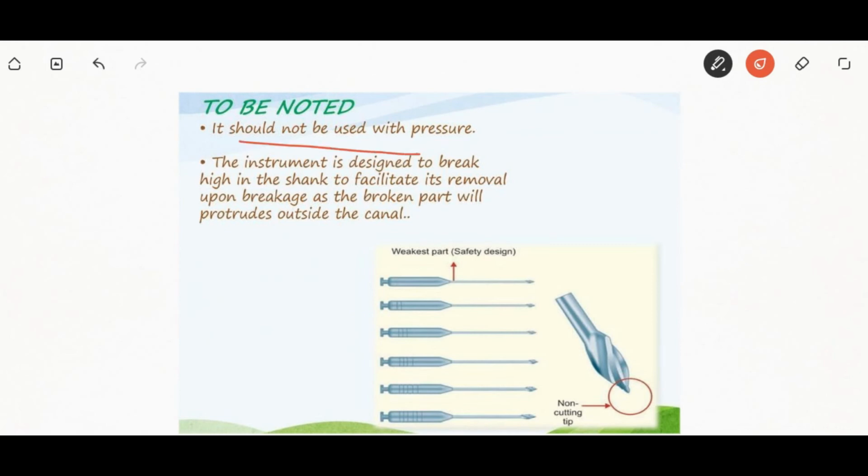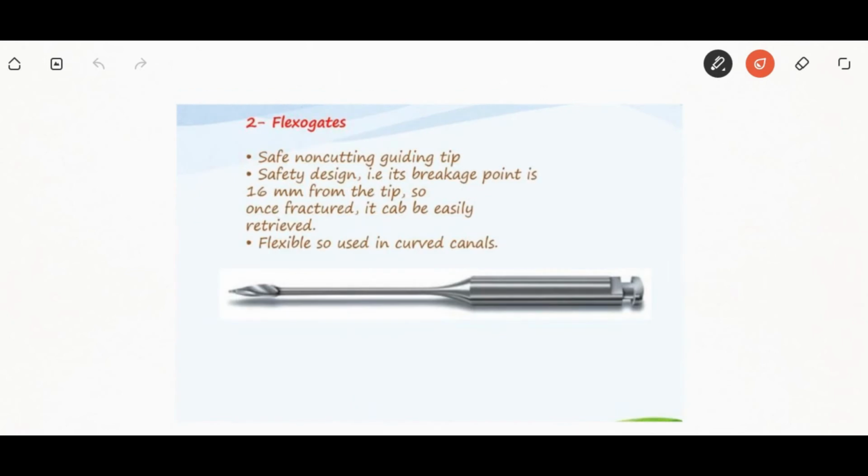The next are the Flexogates. The Flexogates are modified Gates Glidden. They are made up of NiTi and they have a non-cutting tip. They are more flexible and they can be used for apical preparation. The Flexogates can be rotated continuously in the handpiece through 360 degrees.